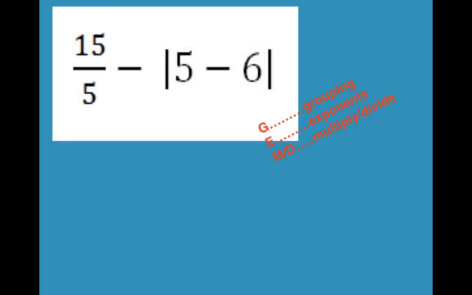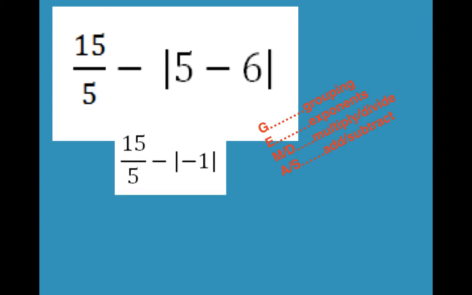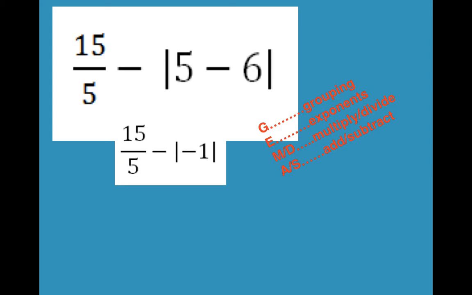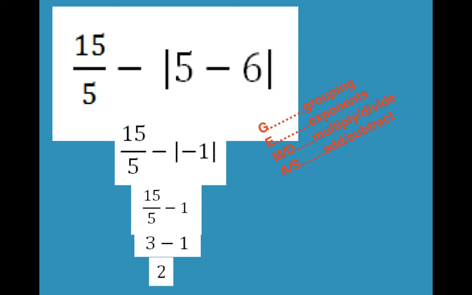Remember, absolute value, treat them like parentheses. You're going to do that first. So I'm going to do 5 minus 6, which gives me -1. Then I still see that absolute value, so I need to get rid of that. The absolute value of -1 is 1. Now I have division and subtraction. So division comes before subtraction in order of operations. 15 divided by 5 is 3. And 3 minus 1 is 2.